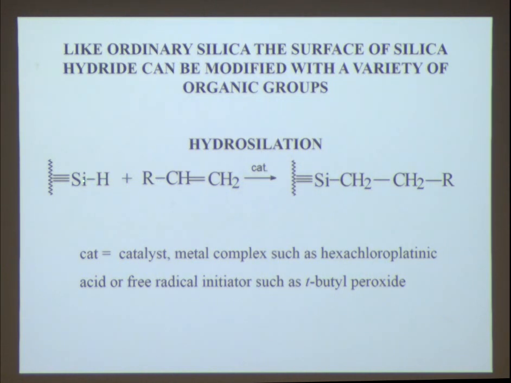You react the SiH group with some group that has a double bond, usually a terminal double bond or a terminal triple bond, with the catalyst, and you get a direct silicon-carbon linkage, which is a very strong bond. That's another advantage. There are two types of catalysts. You can use a metal complex like hexachloroplatinic acid, which is referred to as Speier's catalyst, but there are other metal complexes that work as well. Or you can do it by free radical initiation with things like t-butyl peroxide. So you have two mechanisms for being able to attach molecules to the surface.